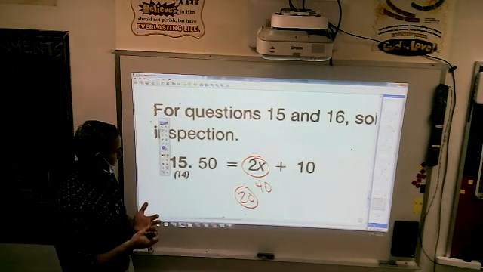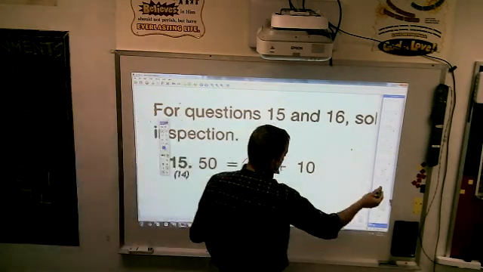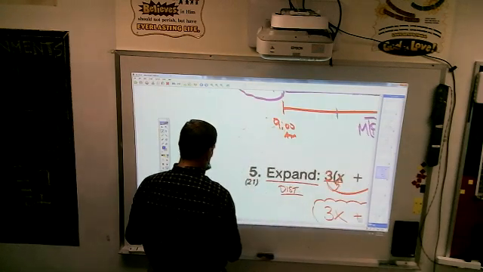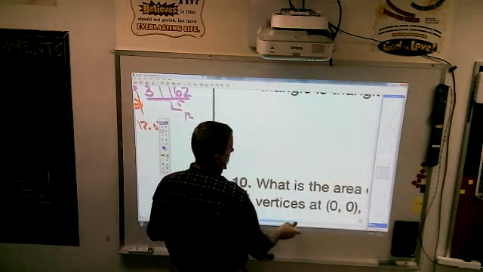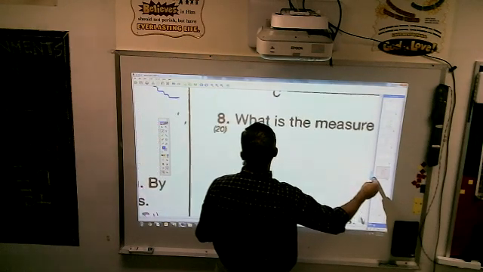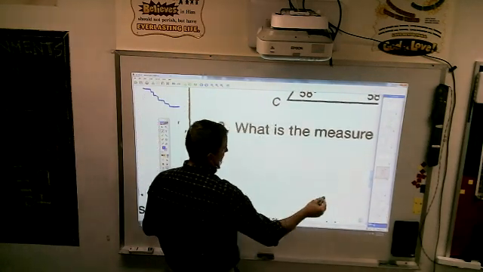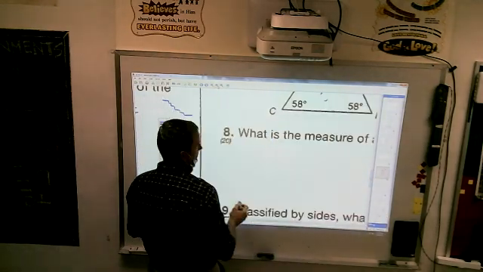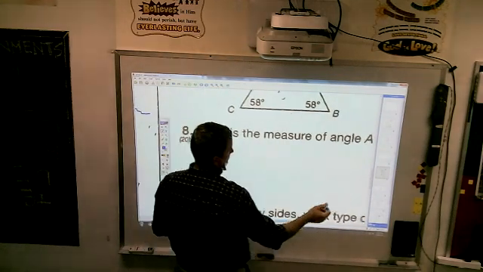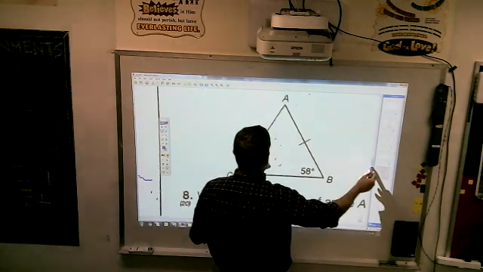Grayson? Number 8. I assume that's over here, and up here. Oh, I have to look at that whole thing, don't I? I'm going to actually subtract this a little bit. What is the measure of angle A?